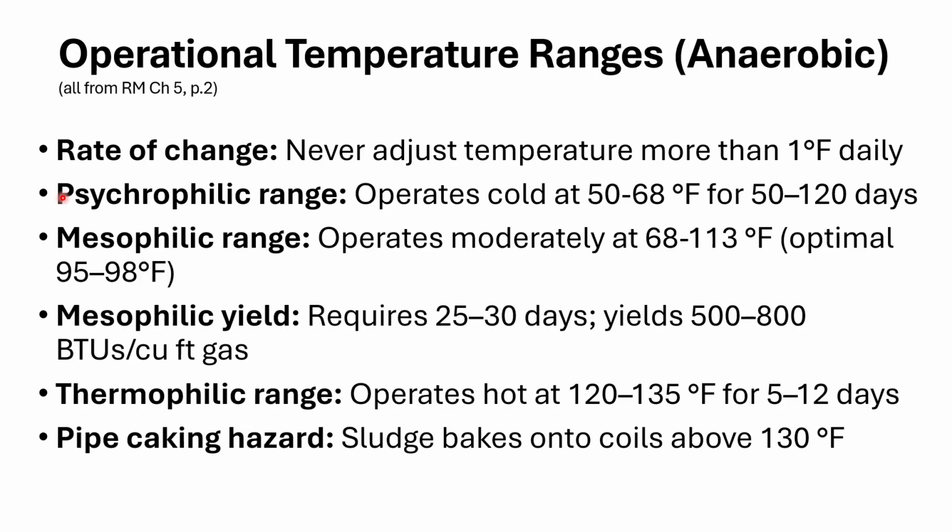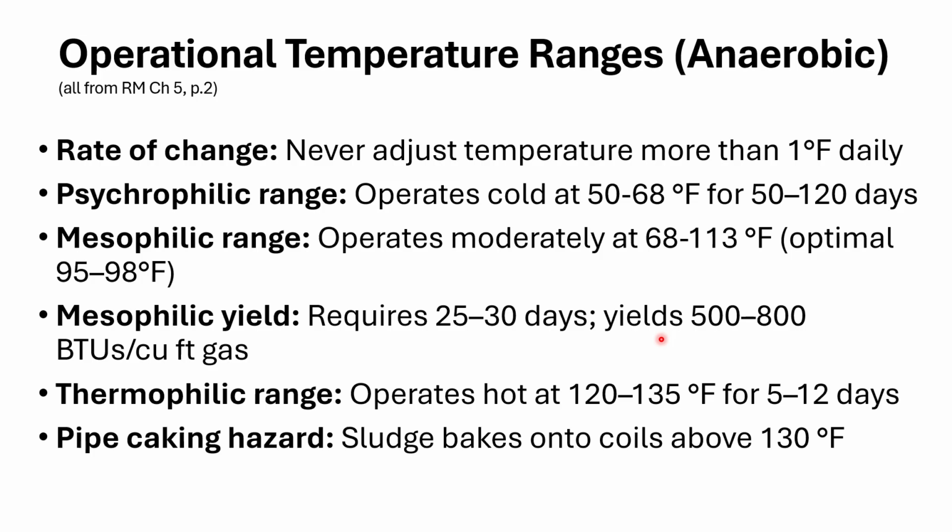And again, the psychrophilic bacteria or microbes operate in the cold. Here's the temperature range, 50 to 68 degrees Fahrenheit. But again, the digestion period is 2 to 4 months, a long time. That's why they're great in septic tanks, but we don't use them in a municipal wastewater treatment plant. Okay, mesophilics operate moderately in this temperature range, 68 to 113 degrees. Optimums here. And again, it's about a month-long digestion for your sludge, but it's going to give you a lot of gas. It's going to give you methane that you can use for a cogeneration facility.